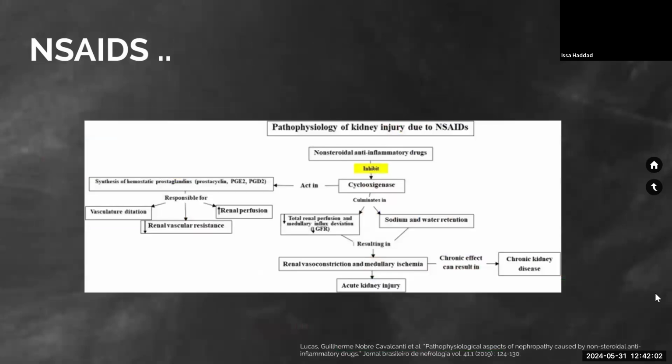This is a similar picture. On the left, you can see the function of the prostaglandins, and when you inhibit them, you actually decrease the GFR. It causes sodium and water retention and renal vasoconstriction, eventually with medullary ischemia.